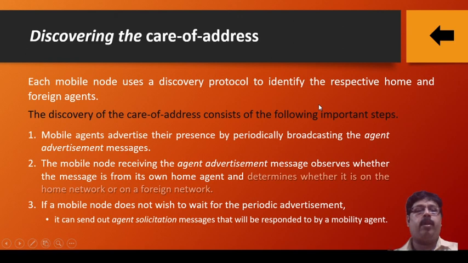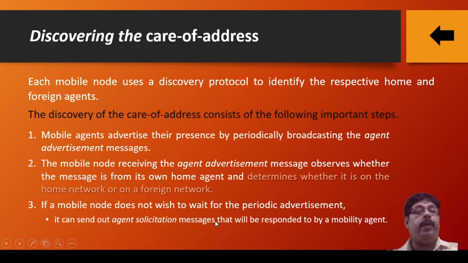And assume that the mobile node does not wish to wait for the periodic advertisements. It can also use a second method. The first one is done by the mobile agent, and that is the agent advertisement message. Here you can see broadcasting agent advertisement message. That is done by the mobile agent. But assume that the mobile node is not interested in waiting. So what the mobile node can do is send the solicitation message to the mobile agent.